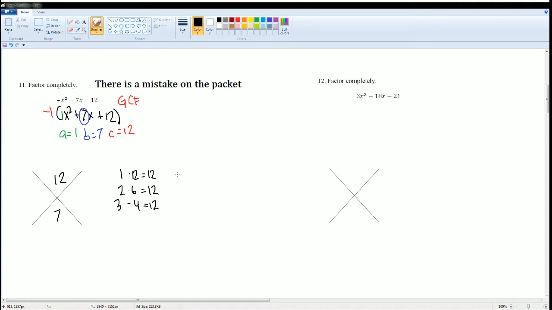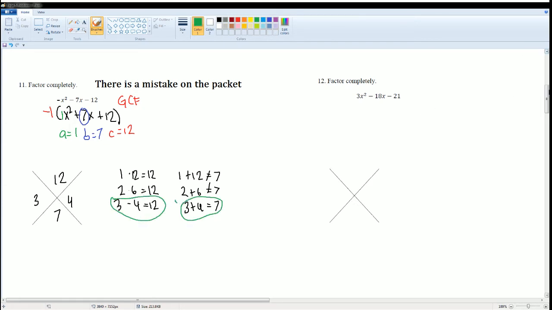Now you do the addition. 1 plus 12, does that get you to 7? No. 2 plus 6, does that get you to 7? No. 3 plus 4, does that get you to 7? That's correct. So the answer here is 3 and 4, because it works here and it works here.